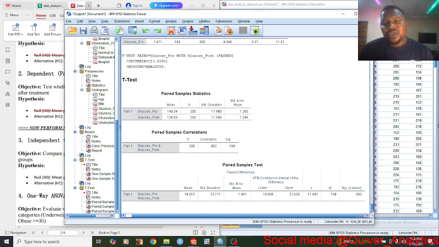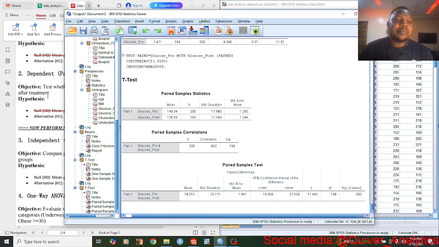The fact that they are not equal doesn't tell us which one is greater. That's simple. You can come to the descriptive statistics. For the pre, the mean is 149. For the post, it is 130. So that means glucose level has been significantly reduced from 149 to 130. There's a significant difference between glucose pre and glucose post after administering the drugs.